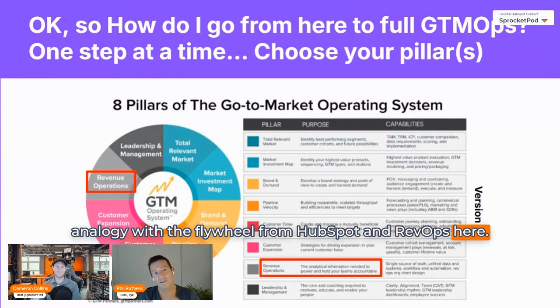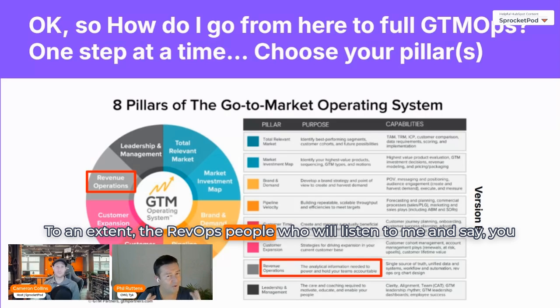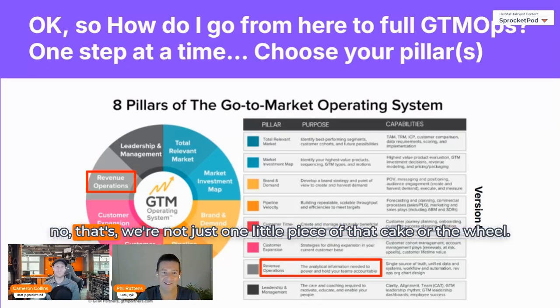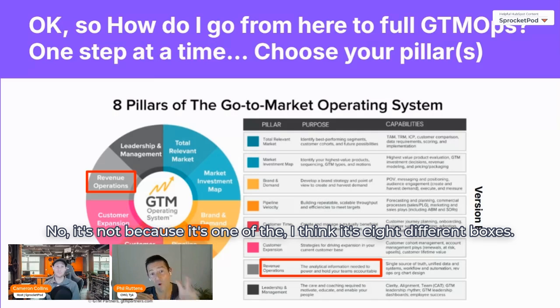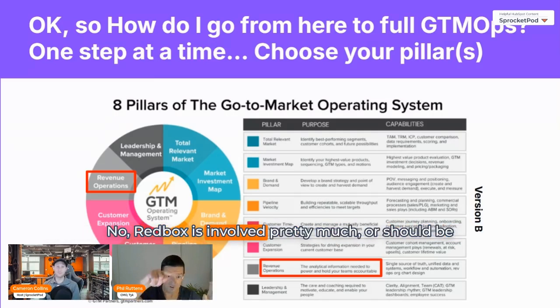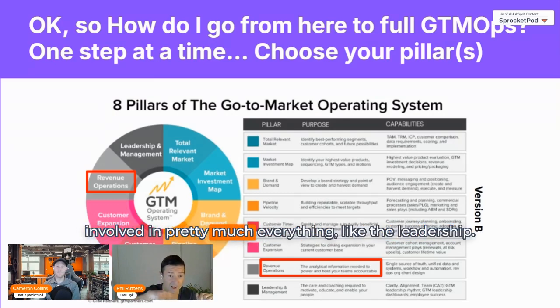RevOps here. To an extent, the RevOps people who will listen to me will say, we're not just one little piece of that cake or the wheel. No, it's not, because it's one of the, I think it's 8 different boxes. No, RevOps is involved pretty much, or should be involved in pretty much everything, like the leadership.